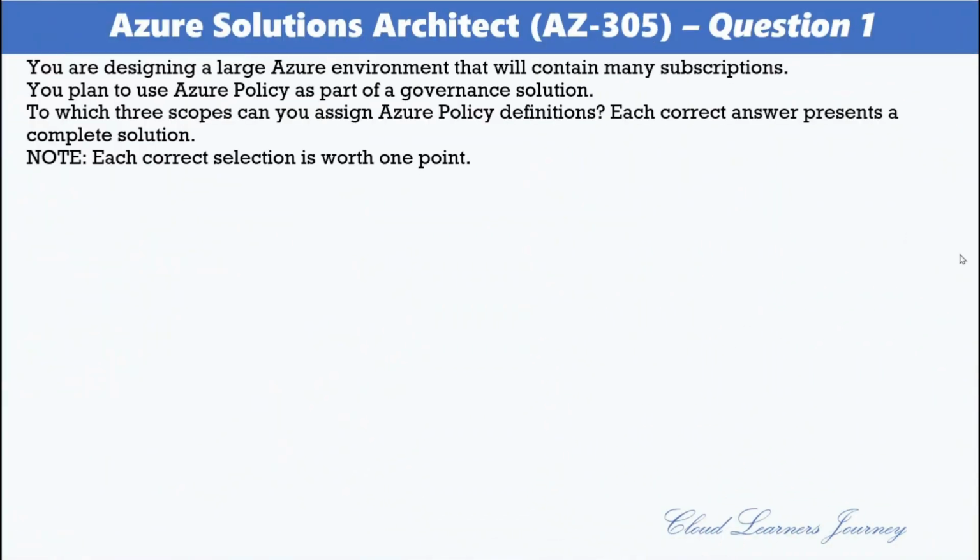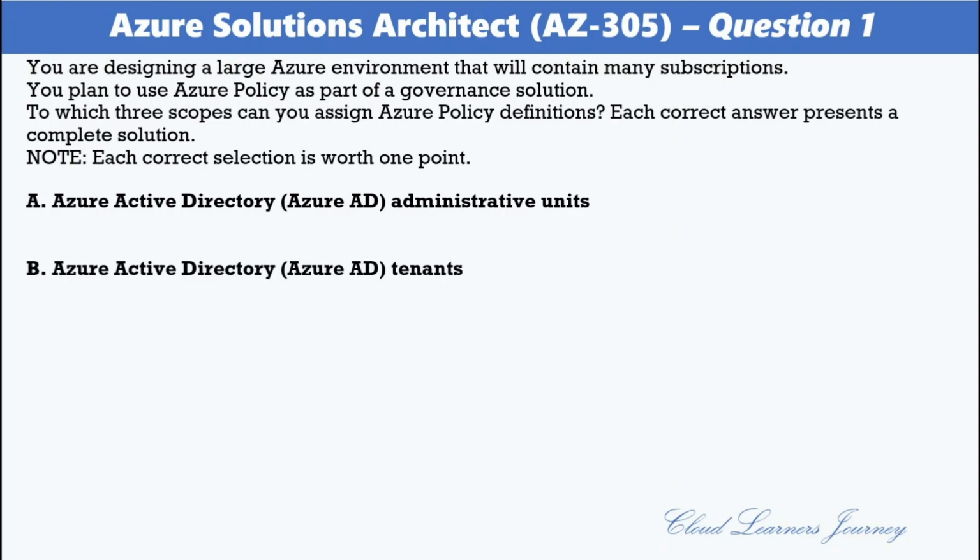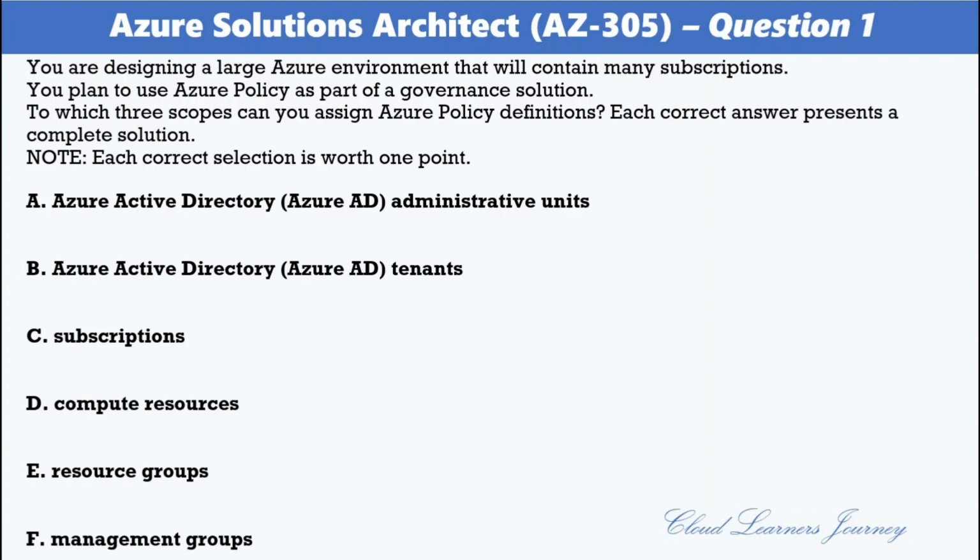Question number 1. You are designing a large Azure environment that will contain many subscriptions. You plan to use Azure Policy as part of a governance solution. To which three scopes can you assign Azure Policy definitions? And the options are A. Azure Active Directory Administrative Units, B. Azure Active Directory Tenants, C. Subscriptions, D. Compute Resources, E. Resource Groups, F. Management Groups.